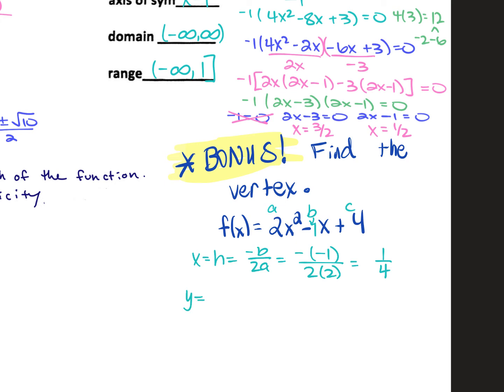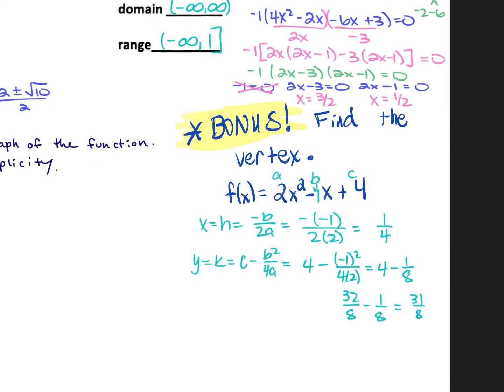Your y or k is equal to c minus b squared over 4 times a. So that's 4 minus negative 1 squared over 4 times 2. So that's 4 minus 1 over 8. That 4 has to turn into something over 8. So that's going to be 32 over 8 minus 1 over 8. So that's just 31 over 8.